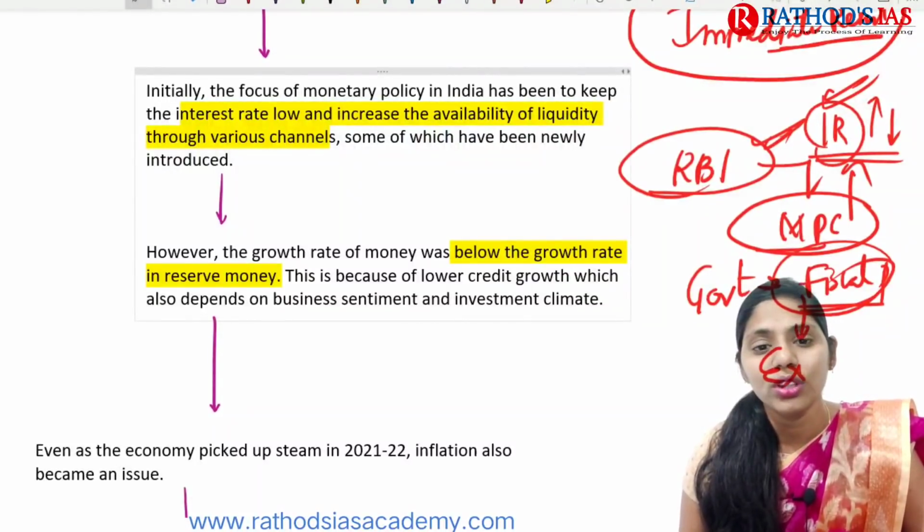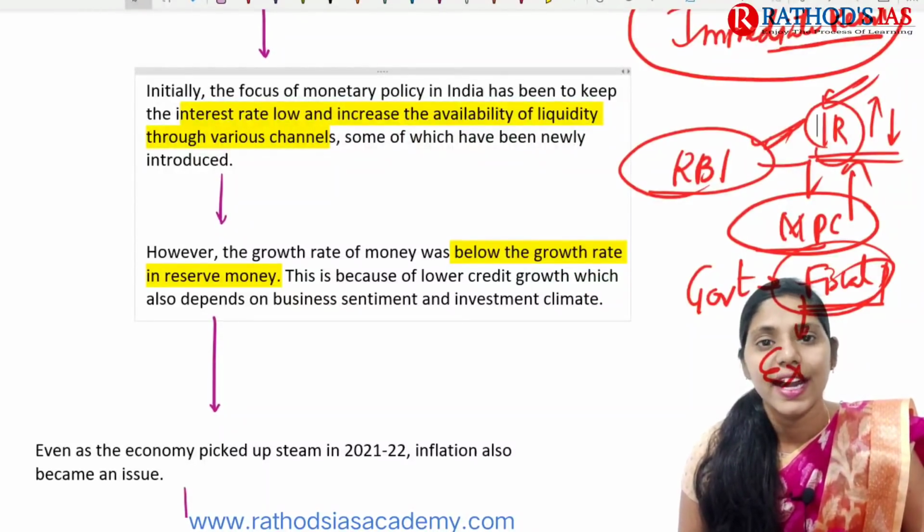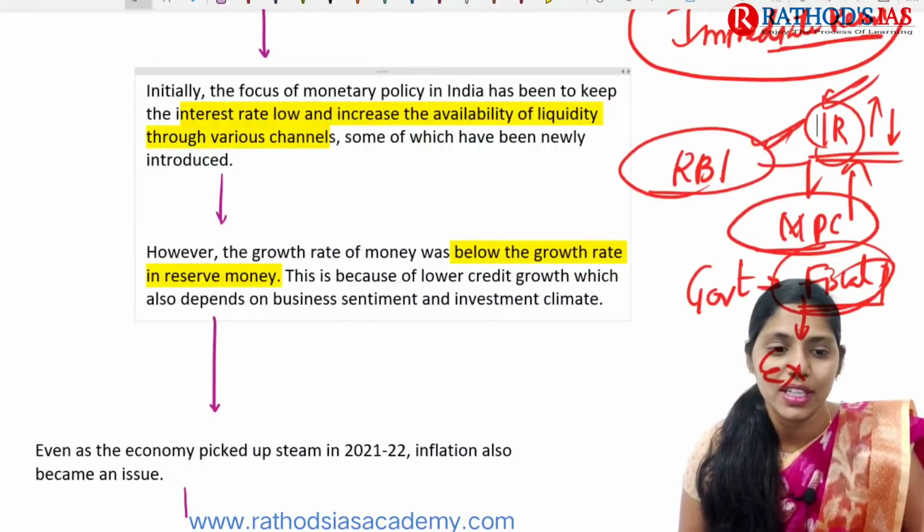However, the growth rate of money was below the growth rate of reserve money. Because of this, there was lower credit growth, which also depends on business sentiment and the investment climate. So whenever RBI takes monetary policy decisions, we also need to focus on credit growth, business sentiment, and the investment climate.